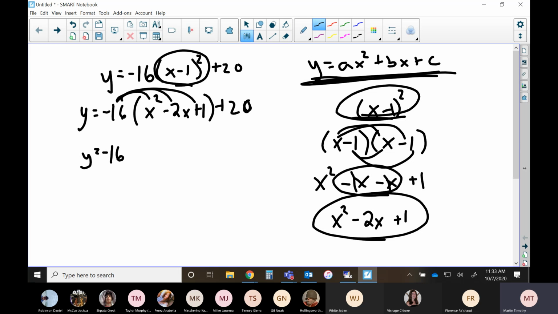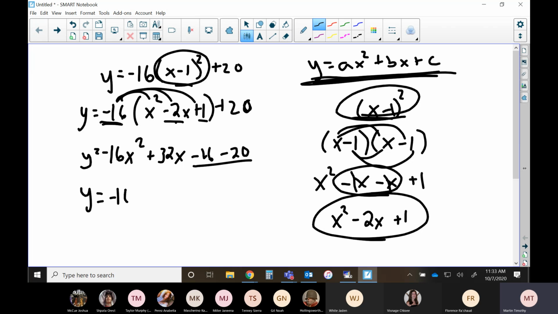Negative 16 what? What's next? A negative 16 times a negative 2x is a? And then times 2 is 32, and then just x. And a negative 16 times a positive 1 is a? Combine like terms, and I finally get y equals negative 16x squared plus 32x. Oh, that should be plus 4. I have now changed vertex form into standard form.